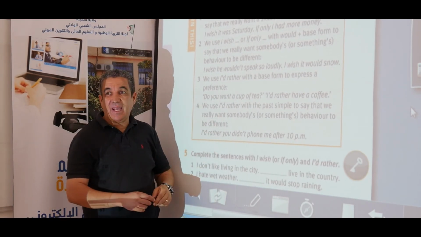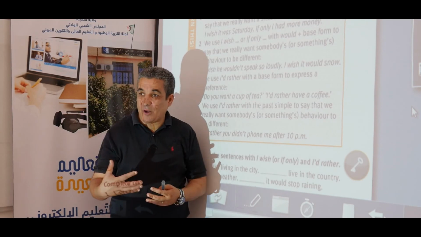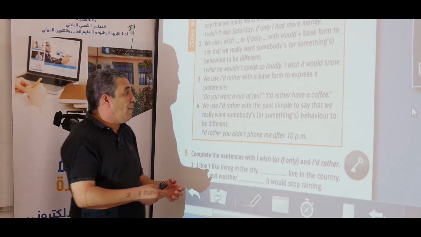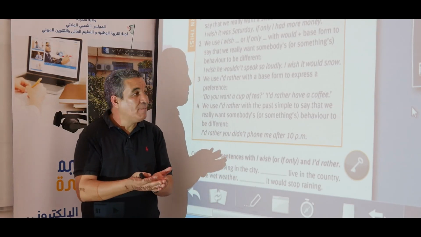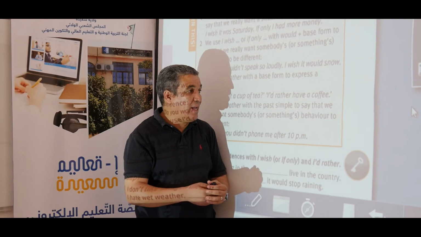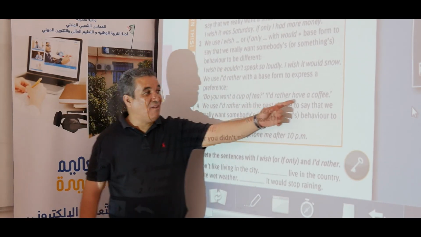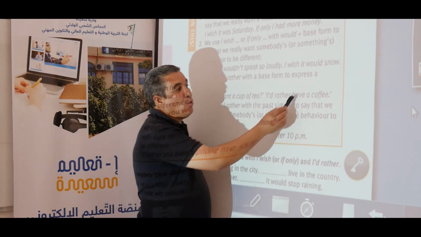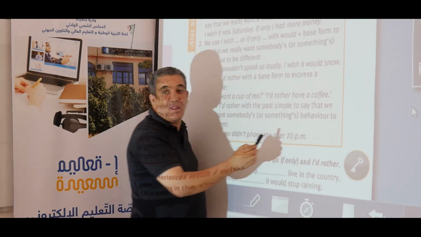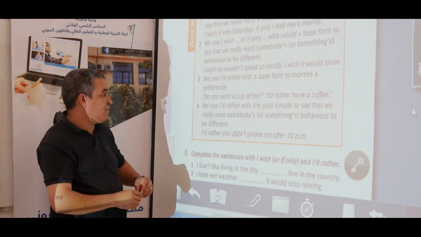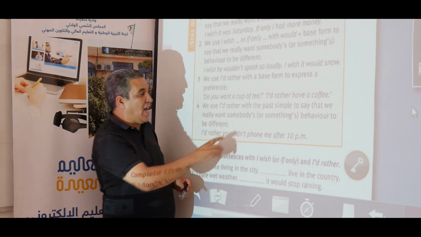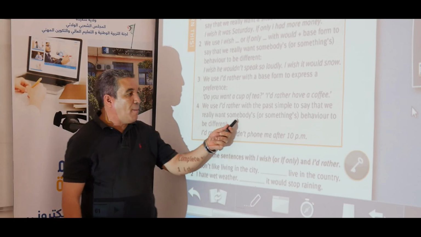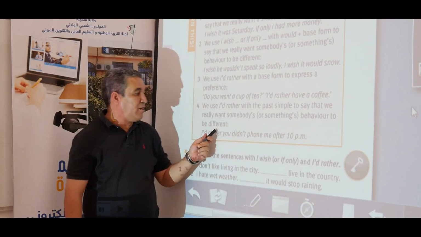Now 3, we use I'd rather with a base form to express a preference. To talk about preference, I'd rather plus the infinitive. Do you want a cup of tea? I'd rather have a coffee. So here, when we talk about preferences, notice we're using the infinitive. 4, we use I'd rather with the past simple to say that we really want somebody's or something's behavior to be different.